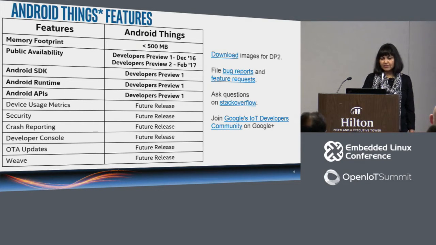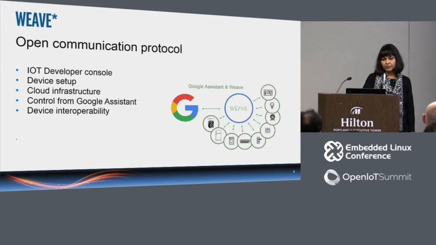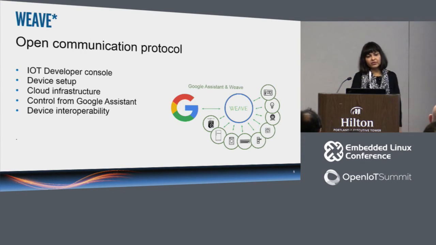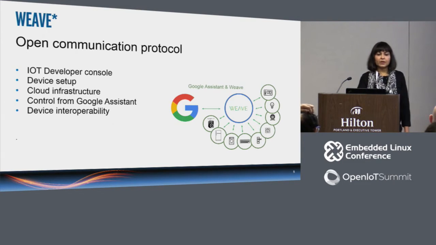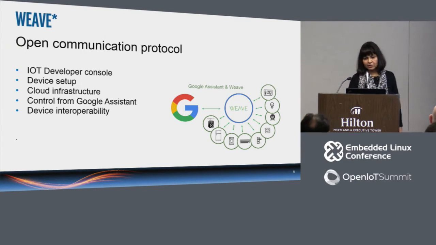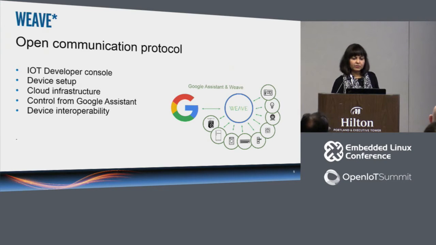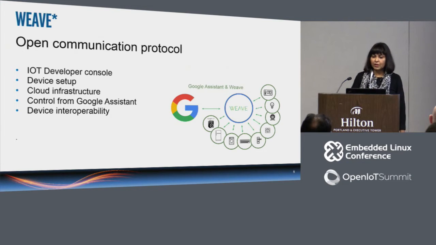So as you can see, there's quite a few key features that's still missing from Android Things and will be in future releases. One of them is Weave, which is the communication protocol between the device and the cloud. So Weave is a secure open communication protocol from Google. It provides for an IoT developer console, which you can use to register the device with the Weave server. Provides bidirectional device to cloud communication.